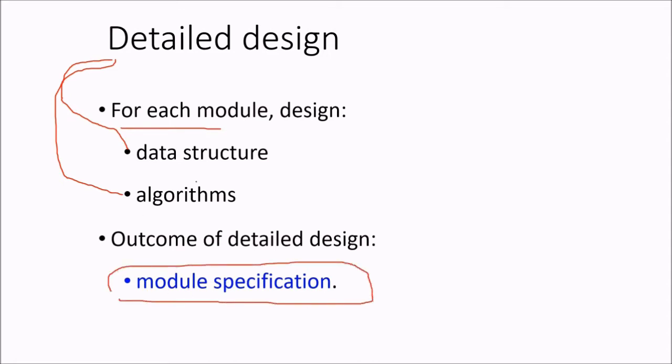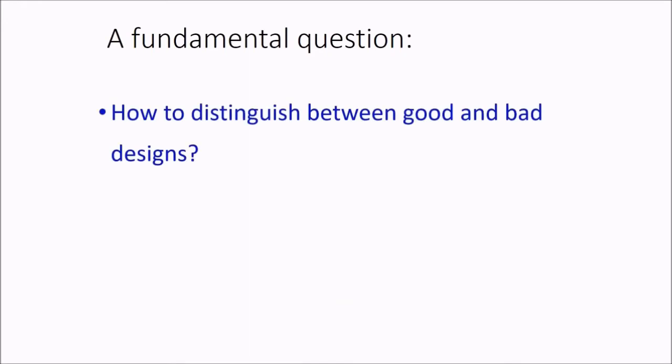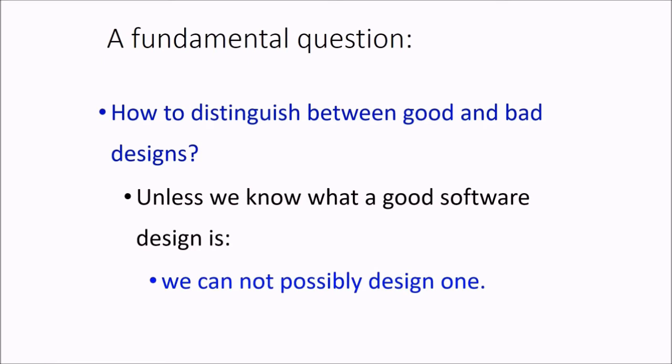But how do we distinguish between a good and bad design? When we are not aware whether the software is good or bad, how are we going to tell? Unless we know what a good software design is, we cannot possibly design one. Unless you know what you are going to make in proper form, you will make it first, then go to the user, he will point out various problems, and then you will come back again. How do we make these problems minimal at the first go? That is only possible if you have a good software design.